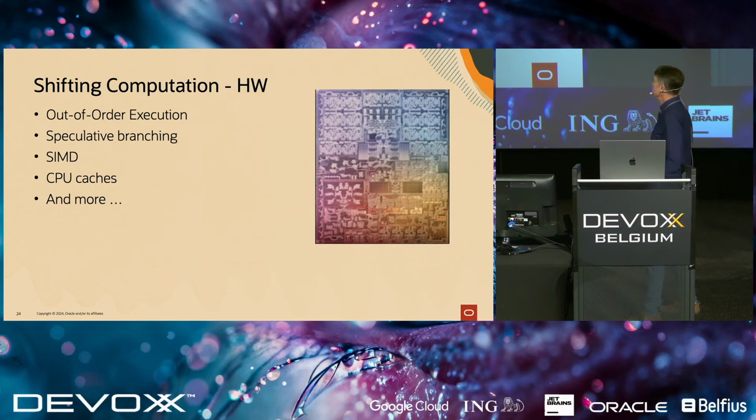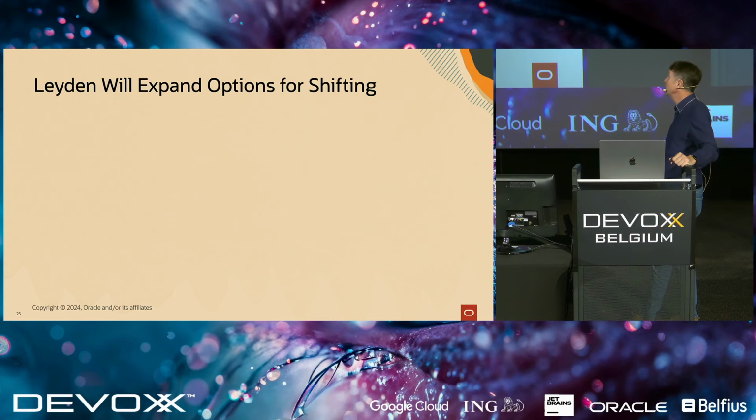You have shifting computation in hardware, which you have in the CPUs. You have out-of-order execution. You have speculative branching, SIMD operations. We can take one operator and apply that on a lot of data at the same time. We have CPU caches. Maybe you write a value to memory, but it's only getting stuck in a cache and you update it again. So it's actually never written to memory. And it's only after a while that it's written to memory. And that's shifting things to later. And that improves performance immensely. And there are more things to talk about here.